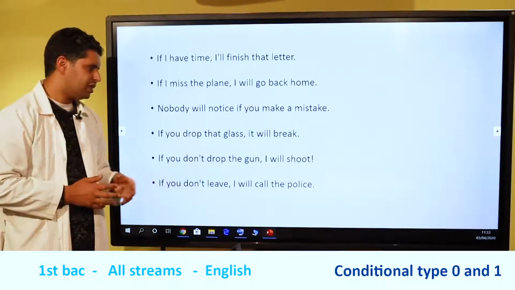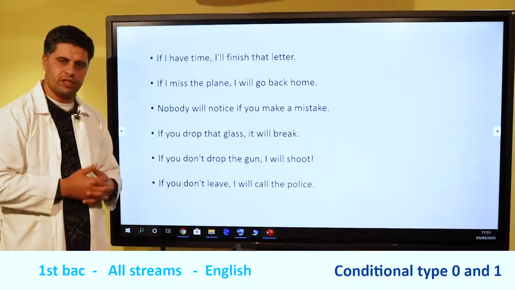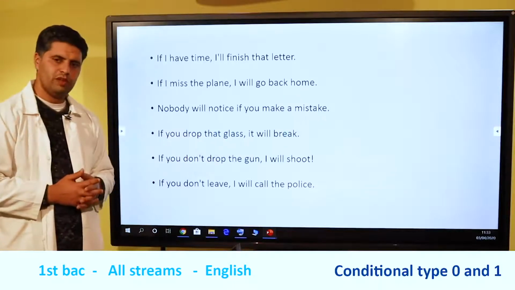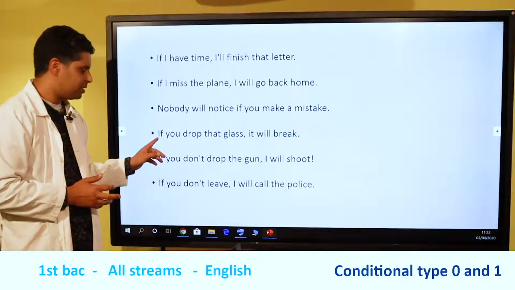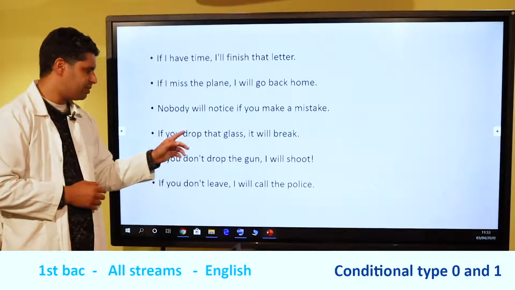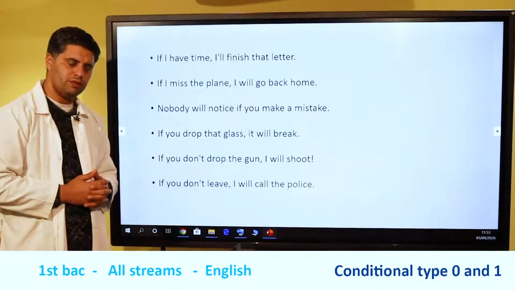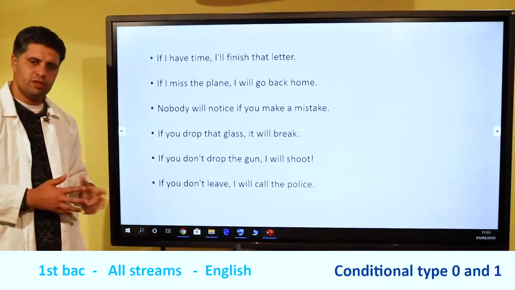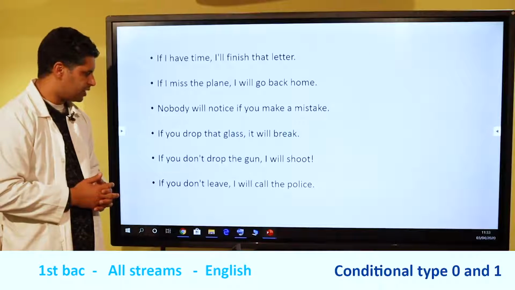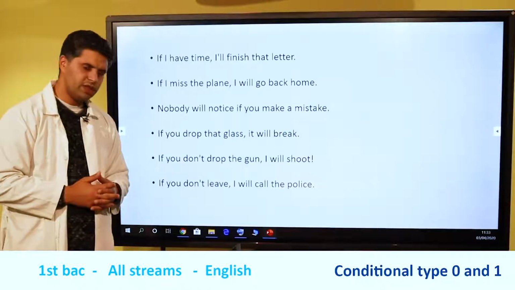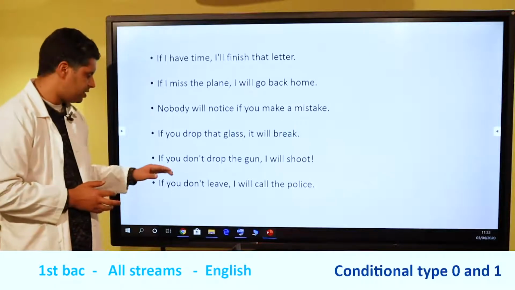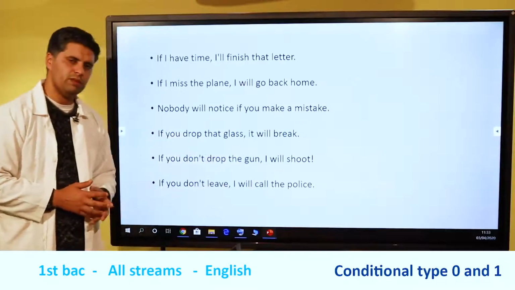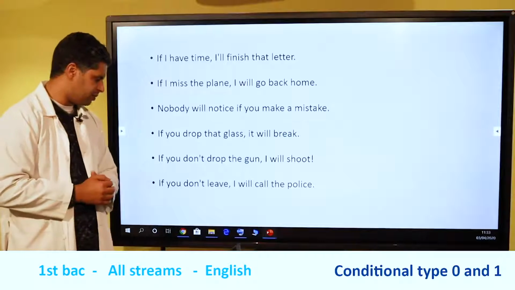If you drop that glass, it will break. Okay, so here, as you can see, we have the result and we have the cause. The cause with the conjunction if plus subject plus the verb to drop, and here we have the future simple, and this is the structure of the conditional type 1. If you don't drop the gun, I will shoot. So here, as you can see, we have a cause which starts with if, and we have the future simple here because it is the structure of the conditional type 1.